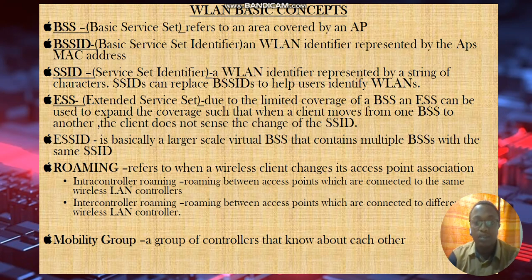Okay, the second type of roaming that we have is inter-controller roaming. This refers to roaming between access points which are connected to different LAN controllers. Now, when you're talking about a group of controllers that know about each other, this controller controls this network, the other controller is just next to it and controls another network, but they basically know about each other. We call this a mobility group. Okay, these are access controllers that know about each other.